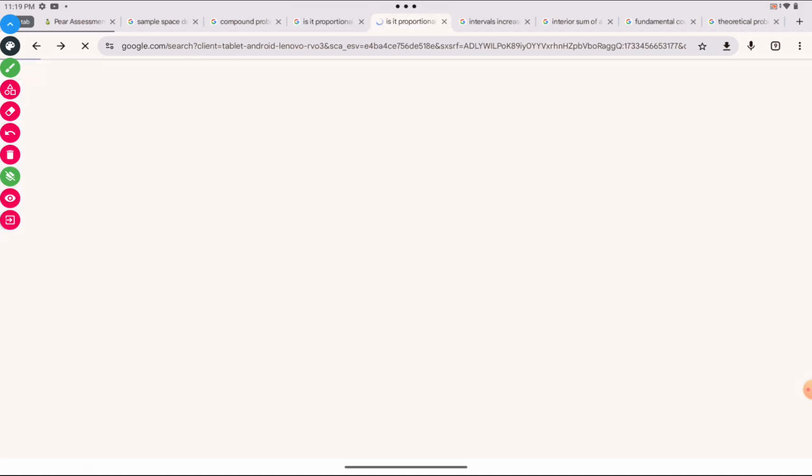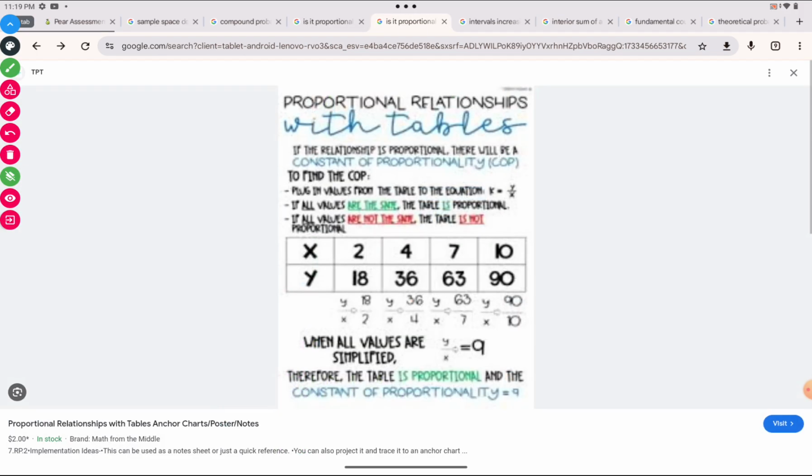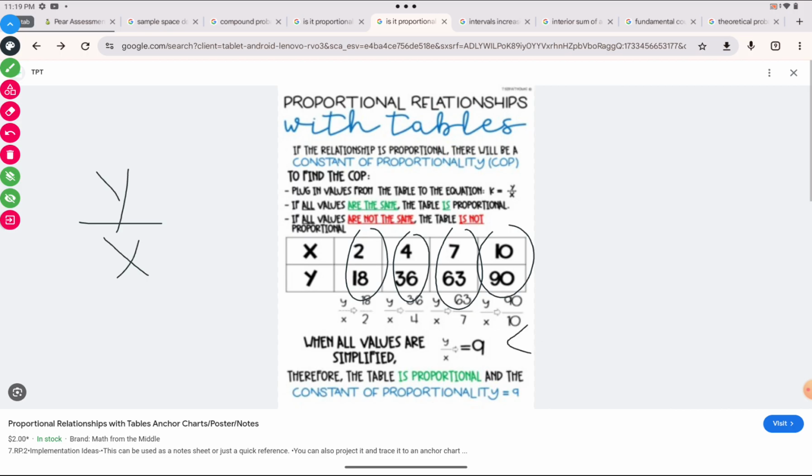Moving on to the next one. Similarly with a table, to determine if a table is proportional, you will take all your y values and divide them by your x value. So as you can see, 18 divided by 2 gives 9. 36 divided by 4 is 9. 63 divided by 7 is 9. 90 divided by 10 is 9. So this is proportional, and 9 is your constant. If at any point you get a different number when you do your division, it is not proportional. Okay, so there will be no constant because it's not proportional.